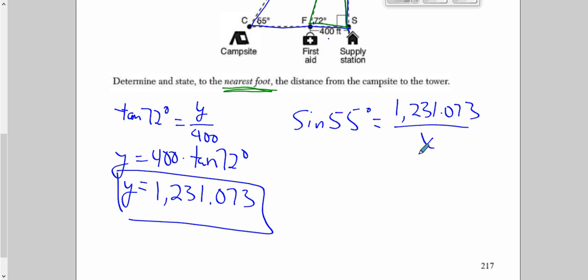Go ahead. Opposite over hypotenuse. Okay. I'm in the big triangle now. Opposite hypotenuse and sine. Well, because you were trying to find this. Yeah. So that would be tangent. Opposite over adjacent. You found that whole side and then Pythagorean theorem after that. Right? So switch them because X is in the bottom. 1,231.073 over the sine 55 degrees.